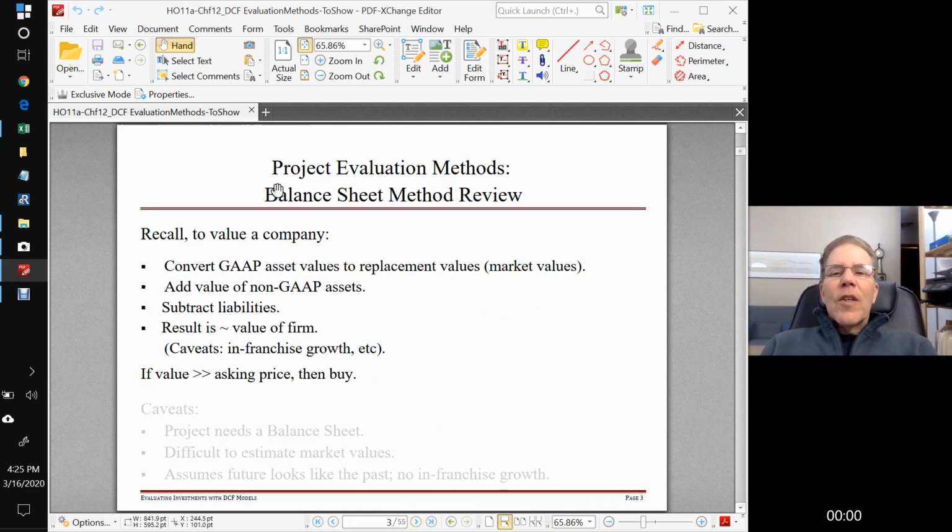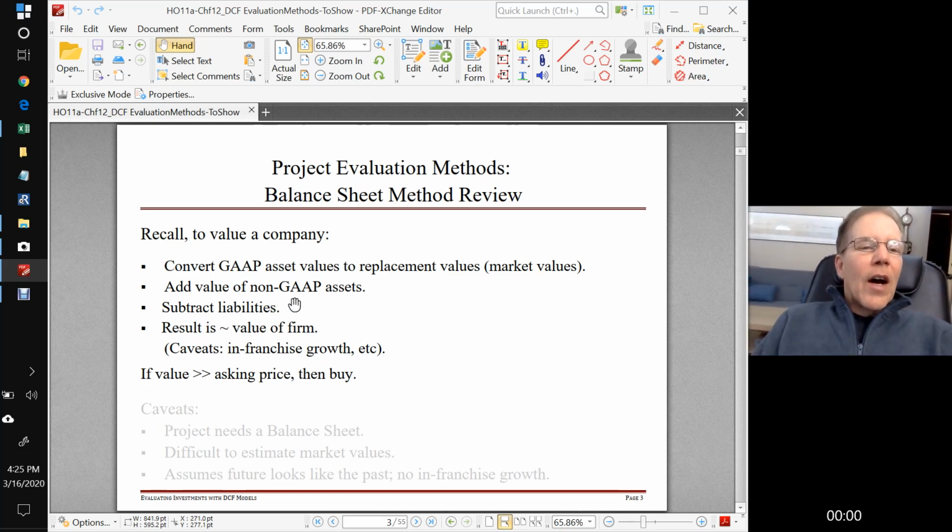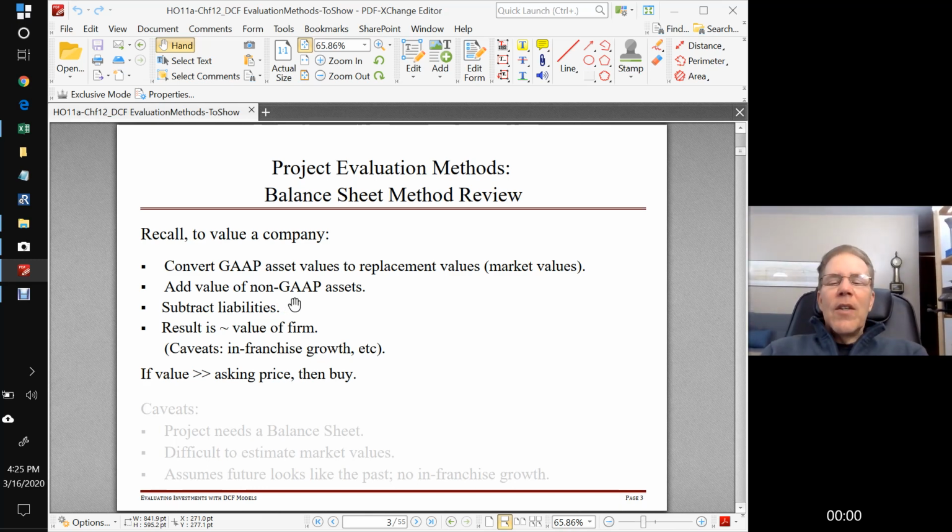So we've already learned, as we've talked about several times, a project evaluation method called the balance sheet review method. And we all know how that works. You start with our GAAP assets, we morph them into market values or replacement values, and we add any market brand value or something like that that has not been included previously, subtract our liabilities, et cetera, et cetera.